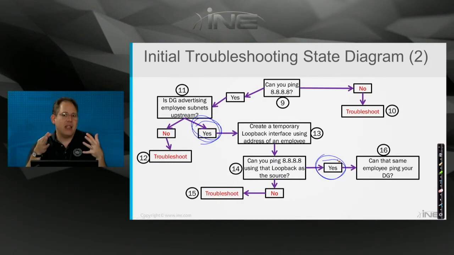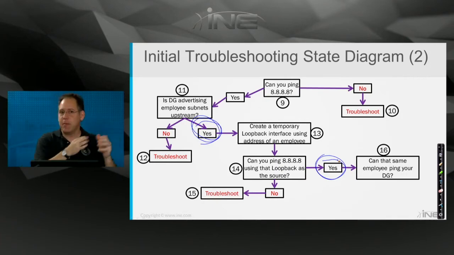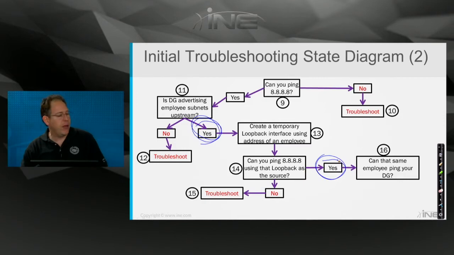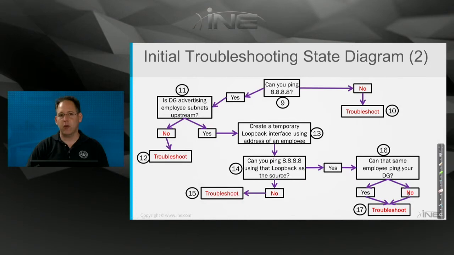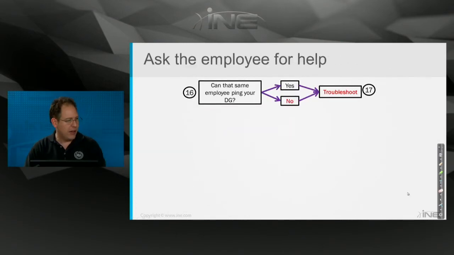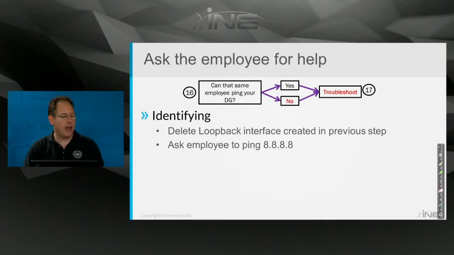If by making the default gateway look like it's the employee, it can ping the destination that the employee cannot ping, well then it's not a problem with your router. It's not a problem with this default gateway. So at this point, we'd have to go back to, and whether it says yes or no, we're stuck with troubleshoot. And at this point, we have to get the employee to help.